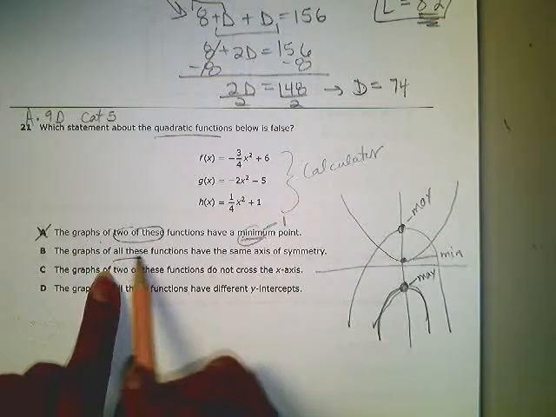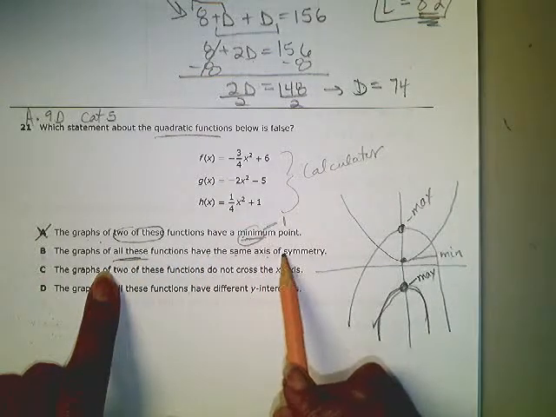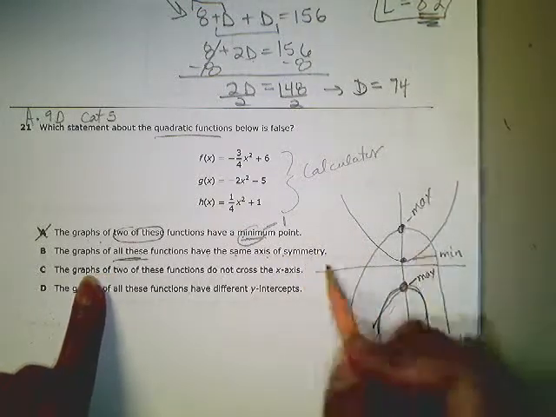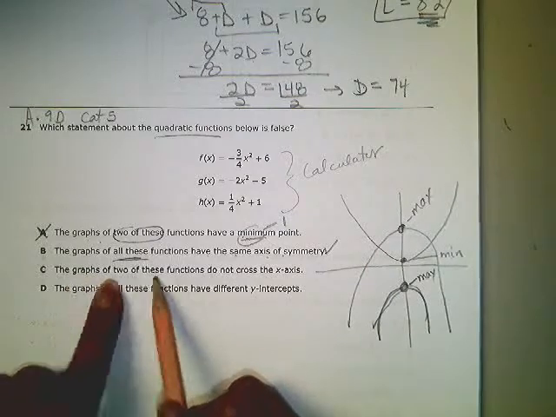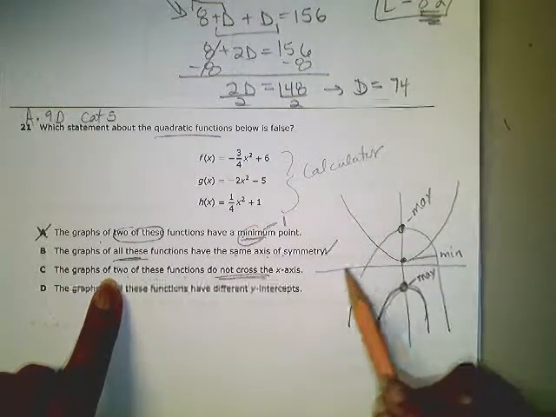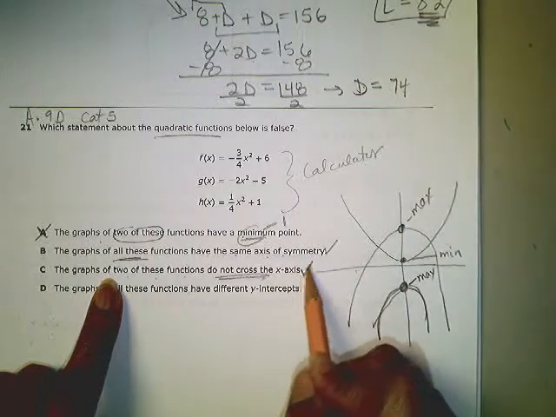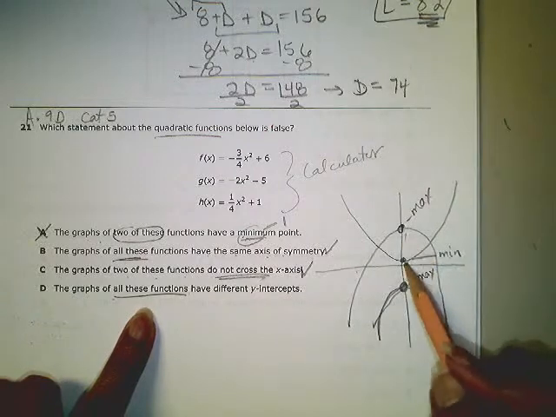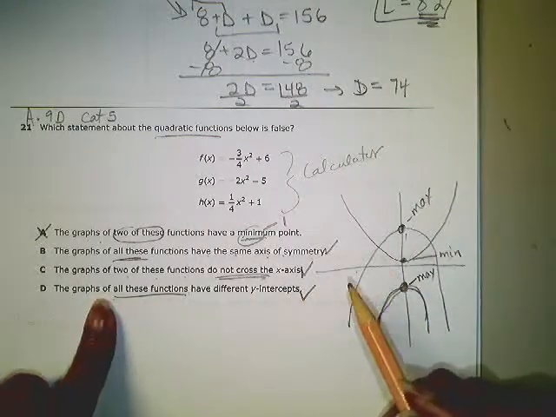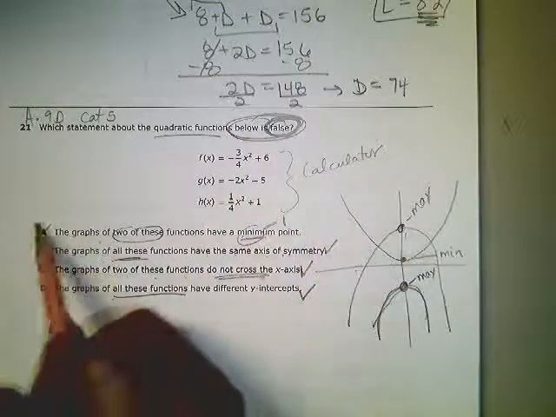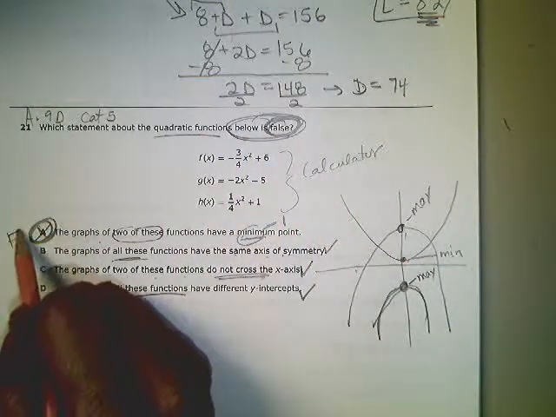The graphs of all of these have the same axis of symmetry. This is true. The graphs of 2 of these functions do not cross the x-axis. Here's my x-axis, only one crosses. This is true. The graphs of all of these functions have different y-intercepts. Y, y, y. This is also true. Come back up here, it's asking me which one is false. So the answer is A, because this is the only one that's false.